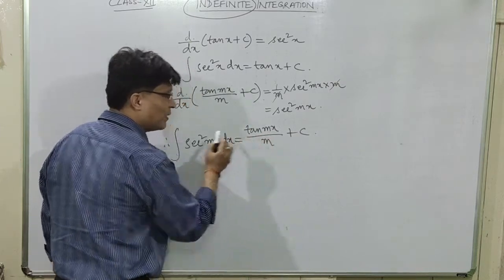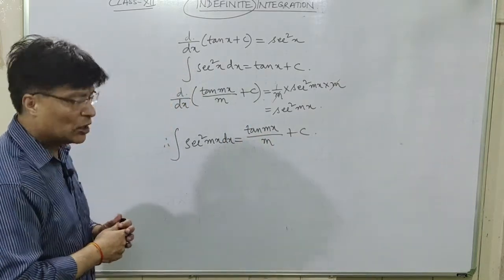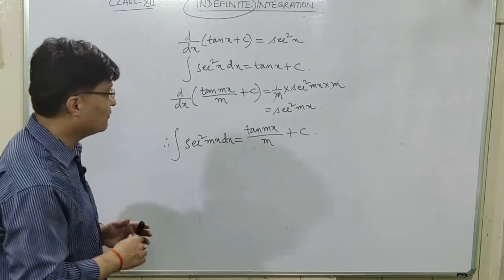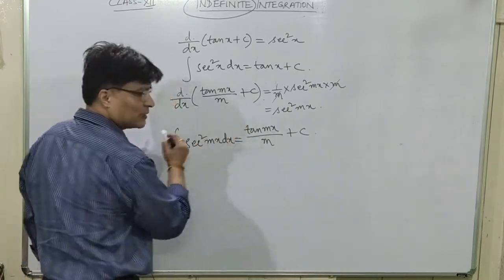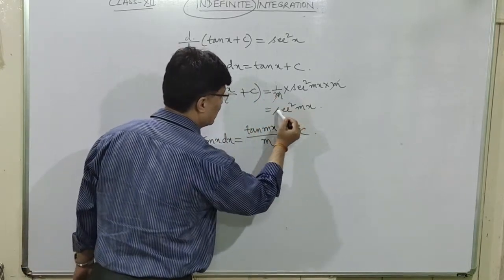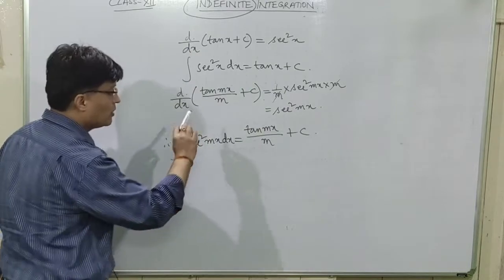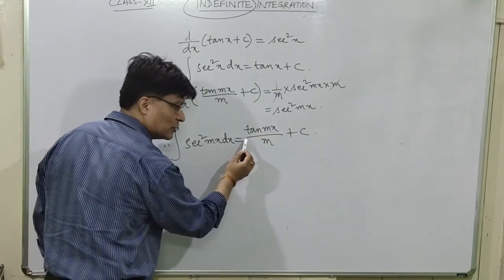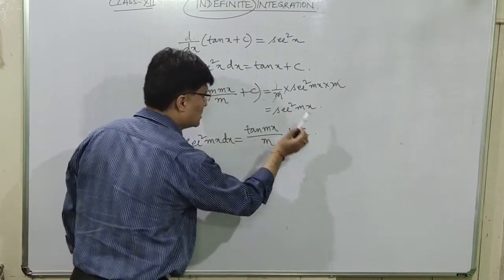Tan mx divided by m गर्नु पर्यो. ठीक छ? अघि नै मैले भने तिमीहरुलाई integration is the reverse process of differentiation. यीबाट देखिँदैछ नि त. dy dx of tan mx by m plus c is equal to, simplify गर्दा हाम्रो sec square mx आयो. त रिभर्स वेमा हामीले यसलाई लेख्दा फेरि integration of sec square mx dx is equal to tan mx divided by m plus c.